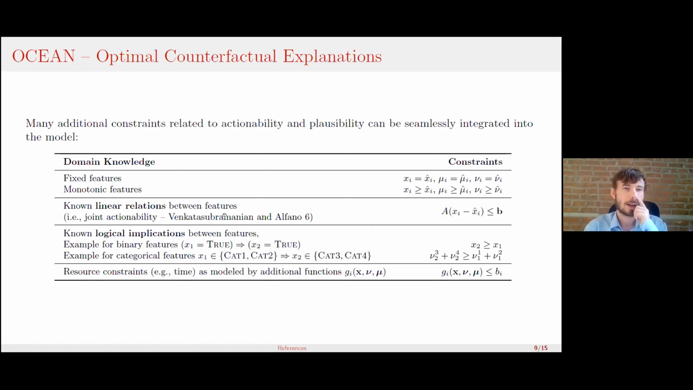Okay, that's it. We put in the paper a number of discussions that relate to the integration of additional important considerations in the model. For example, in many cases, there are features that you will not be able to change. For example, my gender, I'm not going to change it to get a credit. There are features that are always monotonic. So my age is only going to increase unless I find a time machine somehow.